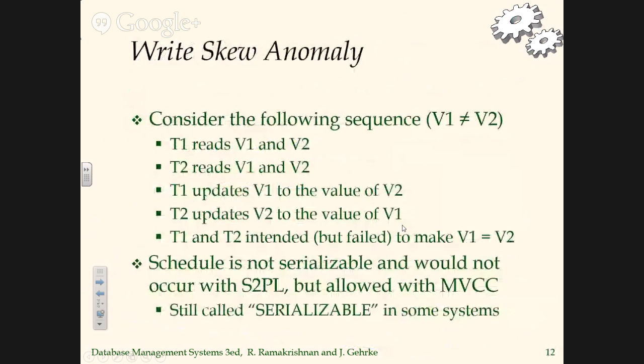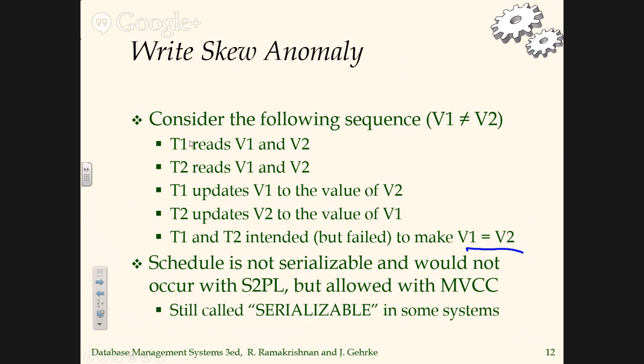Now it's not perfect, however, and so there's a well-known thing called the write skew anomaly that can happen with multi-version concurrency control, which basically violates serializability. So if you consider the following sequence, you have two database objects that in the beginning are not the same. And then you have two transactions, T1 and T2, that intend to make them the same.